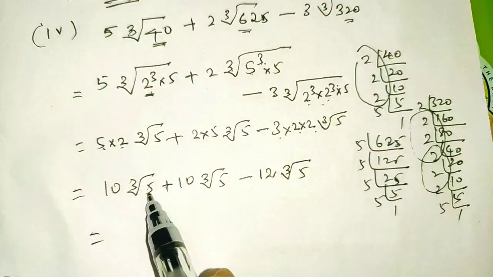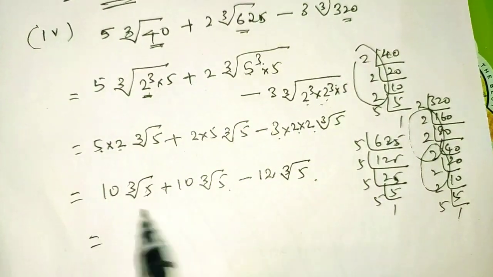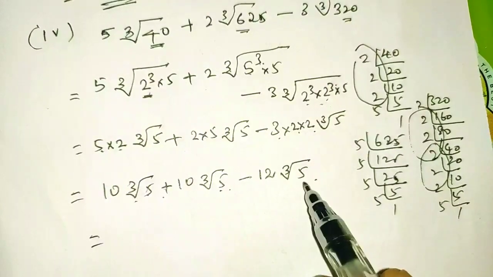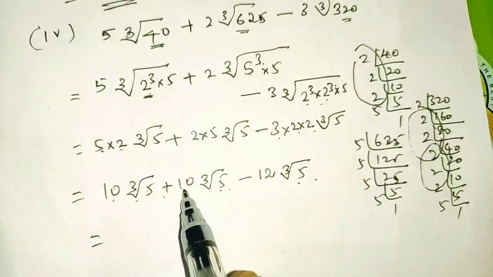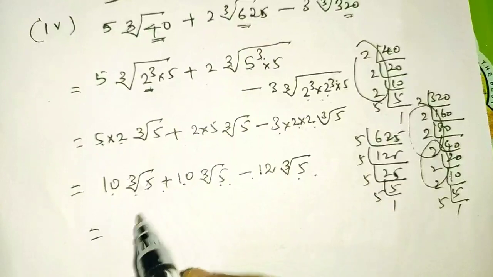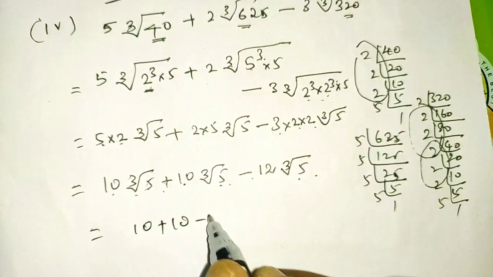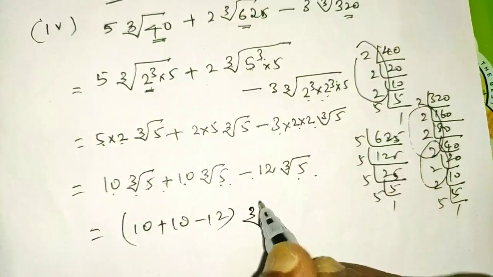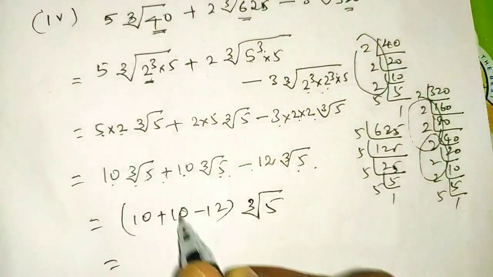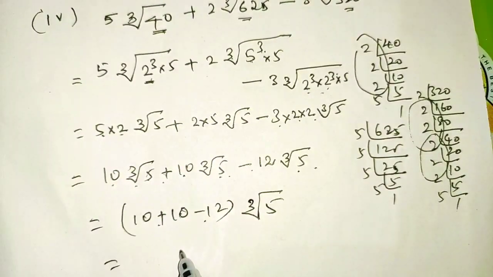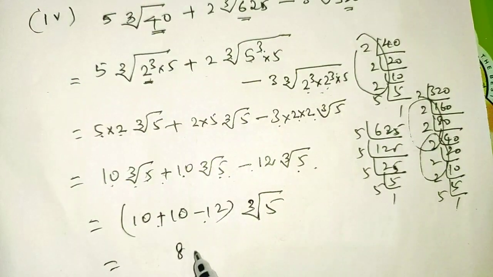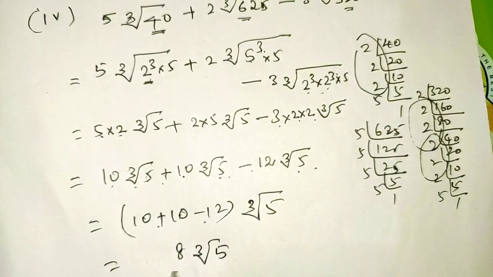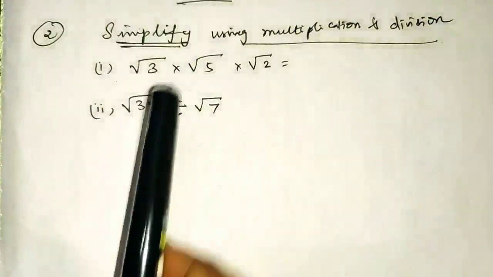Here all the surds are cube root of 5, cube root of 5 and cube root of 5. Now you can add the coefficients. 10 plus 10 minus 12 into cube root of 5, which gives 20 minus 12, that is 8 cube root of 5. So this is the answer for the fourth sum.